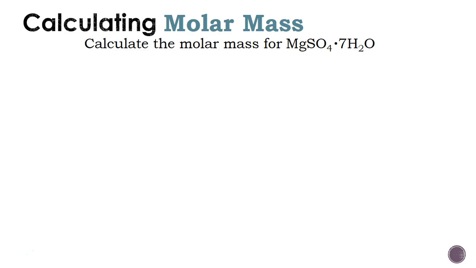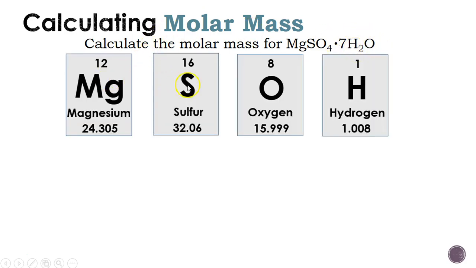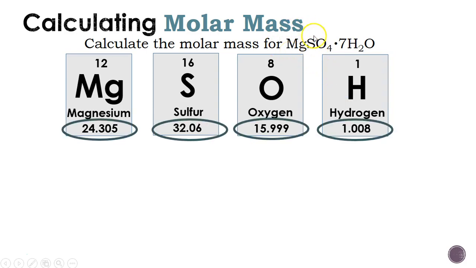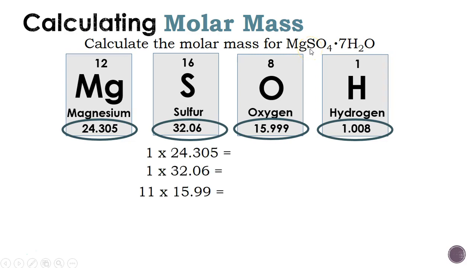Let's look at our last example. Here we have something called a hydrate. We know it's a hydrate because there is some water attached to it. In this full compound, we have magnesium, sulfur, oxygen, and hydrogen. We have 1 atom of magnesium, we have 1 sulfur atom, we have 11 oxygens, and that comes from 4 here and then 7 on that side. And we have 14 hydrogens, since 7 times 2 is 14.